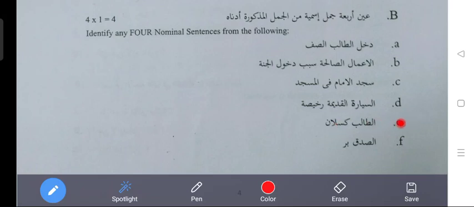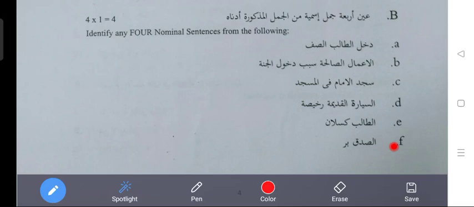How do we have to write it? We have to write the whole sentence in the answer sheet. After writing the sentence, we will give an underscore or hyphen mark. Then we will write al-jumla al-ismiya beside that. F. As-sidqu birrun. The truth is also a virtue. The truthfulness is also a virtue.